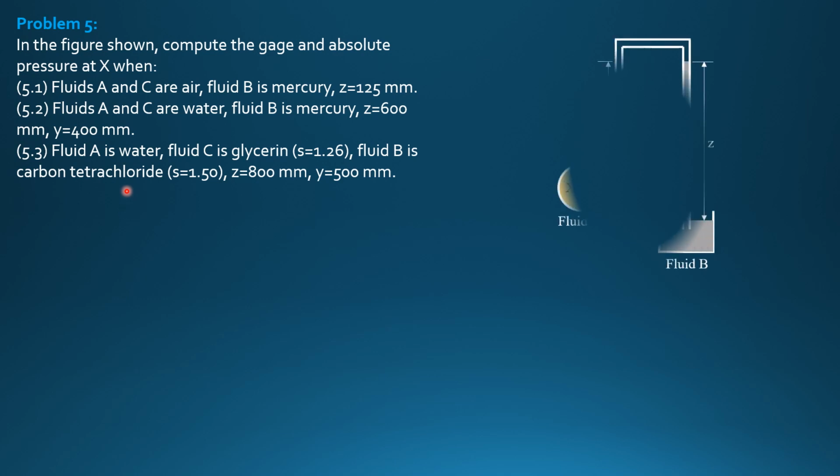Then fluid A is water. Fluid C is glycerin, specific gravity of glycerin 1.26. Fluid B is carbon tetrachloride, specific gravity 1.5. Z is 800, Y is 500.